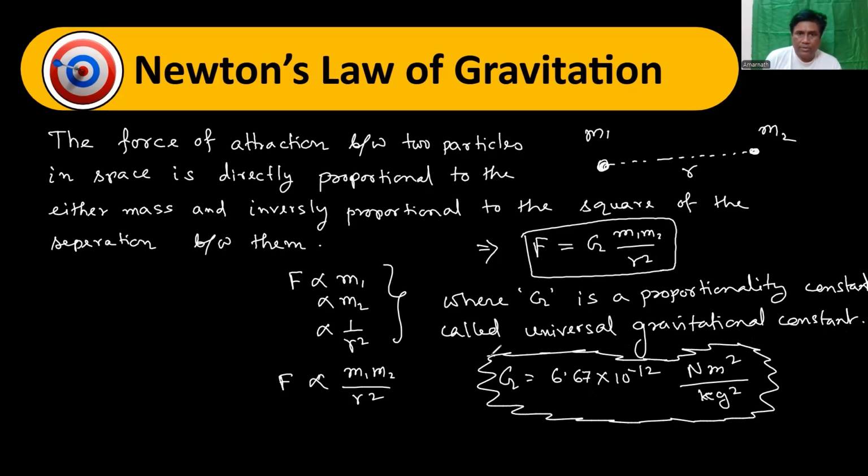And remember, the unit is also important. Actually, the unit can be found from this equation only. You see, G equals F R square by M into M. So F means Newton, R means meter square, M means kg. From this also you can understand the unit.